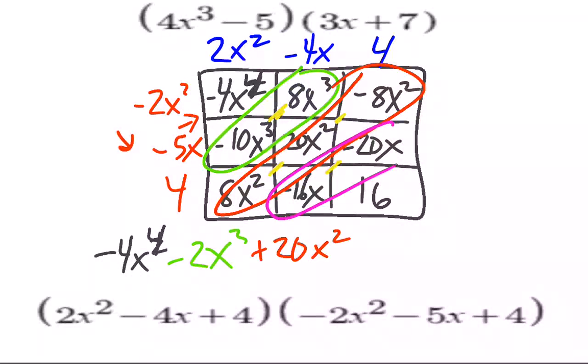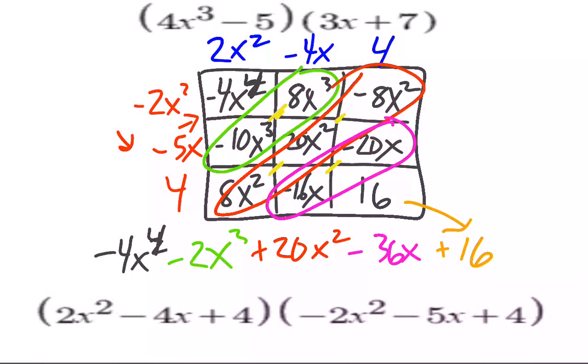Then I would have negative 36x. And then I just bring my positive 16 at the end. So my final answer is negative 4x to the fourth, minus 2x cubed, plus 20x squared minus 36x plus 16. And you see how you can kind of catch mistakes quickly.